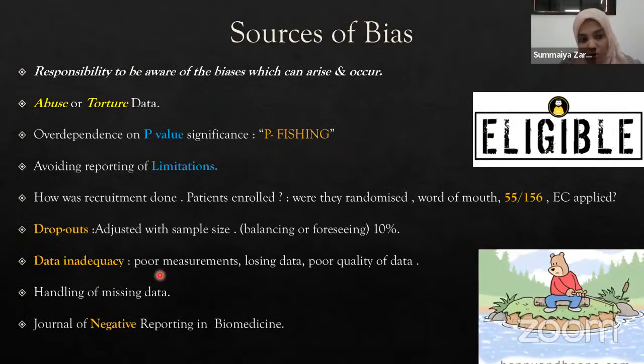So the potential sources of bias arise when you abuse data, when you torture data, as I told you about p-fishing. These are a few examples. It happens. I mean, we do this. I have done this. Just because I saw someone else's study, as a student, when I saw someone else's study coming significant, the p-value is significant and mine is not. And the atmosphere around is such that the p-value should come significant. It should be less than 0.05.